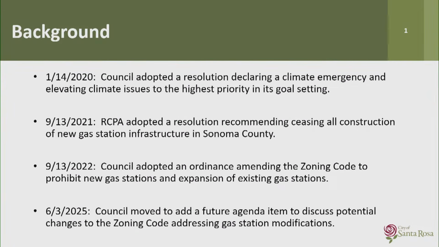It included some language that existing projects that were deemed complete prior to the effective date of that ordinance could continue through the process. There were 2 such applications that were in, one of which was a 7-Eleven on Highway 12, which was ultimately withdrawn, and the other was the Elm Tree Station project, which council approved on appeal in 2025. And then in June of 2025, council moved to add a future agenda item to discuss potential changes to the zoning code addressing gas station modifications, which is why we are here today.